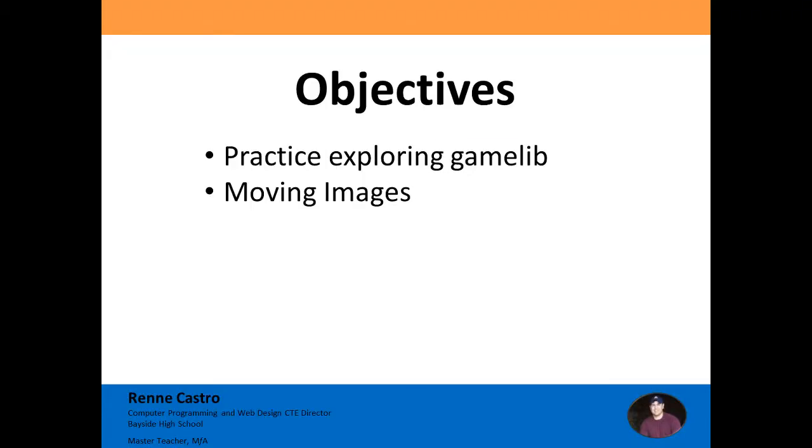So in this particular lesson, we practiced more of exploring through the game library. We definitely dived a little bit more into default values, as two of our functions that we used in this particular lesson use default values that we had to override. And we finally got our images moving in our game. So in the next lesson, we're going to see what we can do with these images.